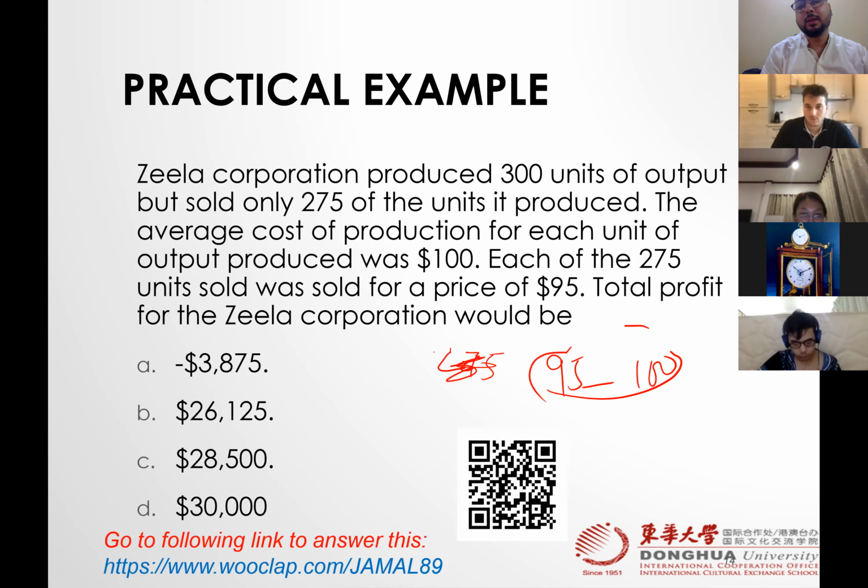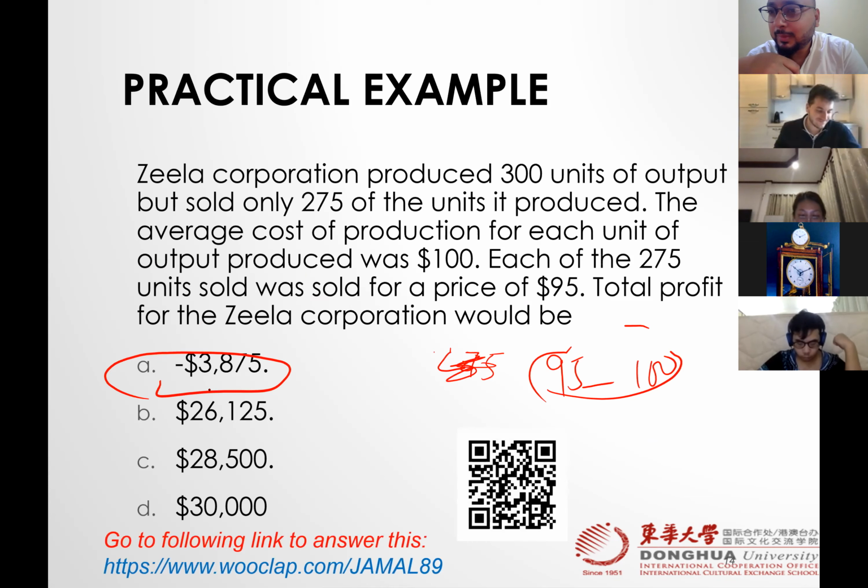The answer would be A, because none of the options have any loss. Sometimes you need your smartness rather than your intelligence. So we know that the market price is 95, our cost is 100. So it's a loss situation. So there is only one negative here. It means the loss is only, if you can calculate that, the answer would be A. Right?